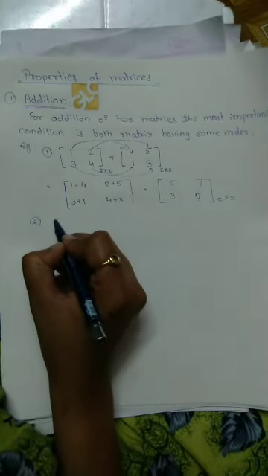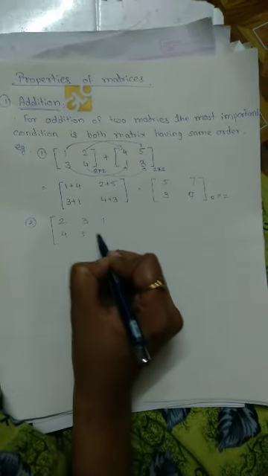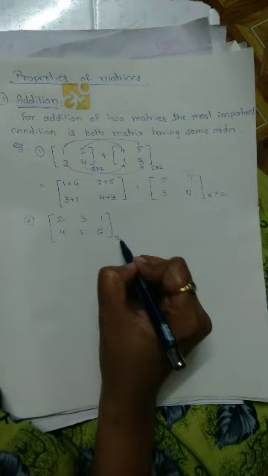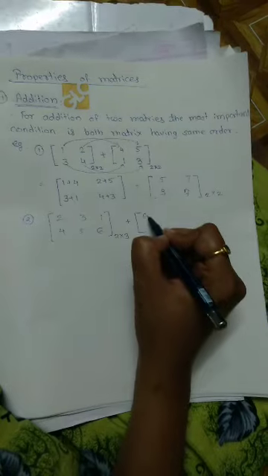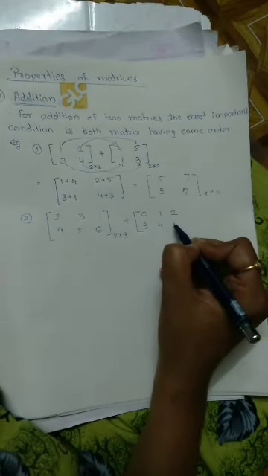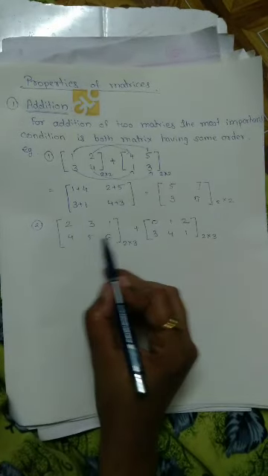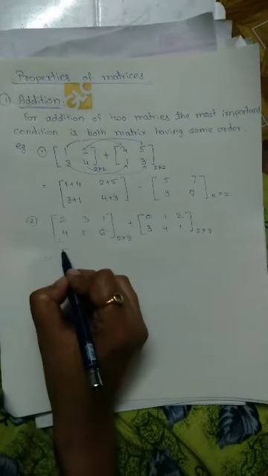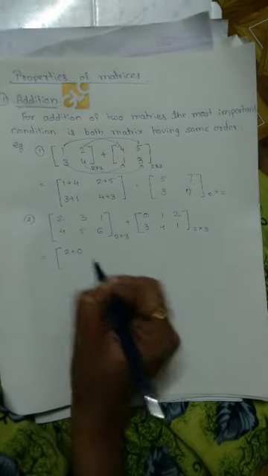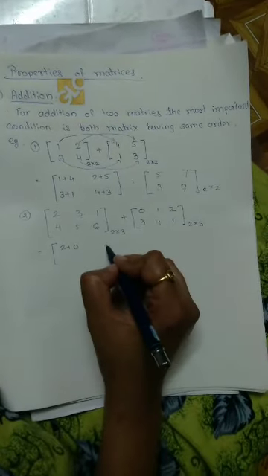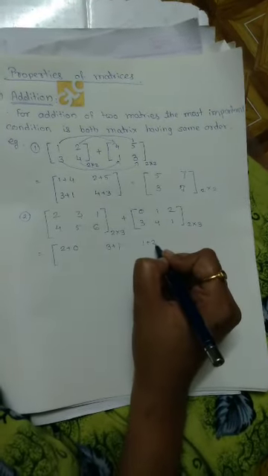Second example, suppose we have a second matrix: 2, 3, 1, 4, 5, 6. This matrix has 2 rows and 3 columns, and the second matrix we will add is 0, 1, 2, 3, 4, 1. This is also 2 rows, 3 columns, and now we want to add these two matrices. So what we are doing, we are adding the first entry to the first entry, so this will be 2 plus 0, second entry to second entry, 3 plus 1, third entry to third entry, so this will be 1 plus 2.